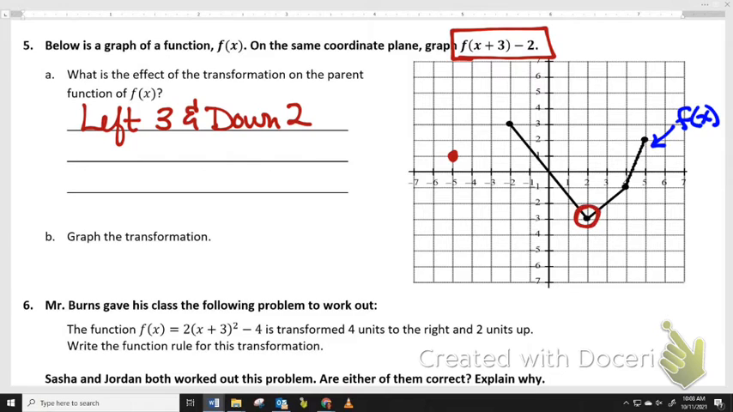What do I need to do with this point right here? Left 3 down 2. So I'm going to bunny hop it. 1, 2, 3 to the left. 1, 2. Left 3? Right here. Oh, I didn't do this one. Hold on. Wait. Left 3 down 2. How many more points do I have to move? 2. 2 more points. I need to move this one. Left 3 and down 2. 1, 2, 3. Okay, I got 1, 2.